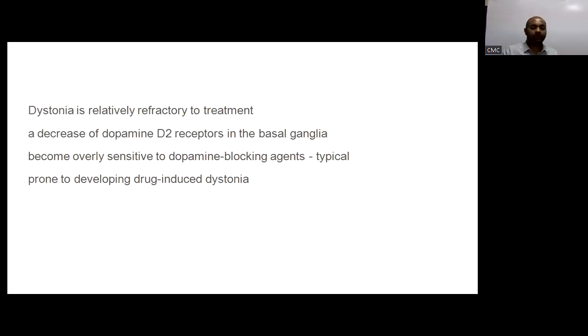is relatively refractory to treatment. In Wilson disease, there is a decrease of dopaminergic D2 receptors, so they become overtly sensitive to typical dopamine blockers, and they are prone to develop drug-induced dystonias. Most of them will have some psychiatric manifestation if they are given typical dopamine blockers for some time.